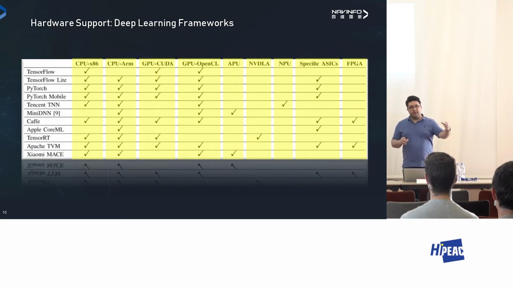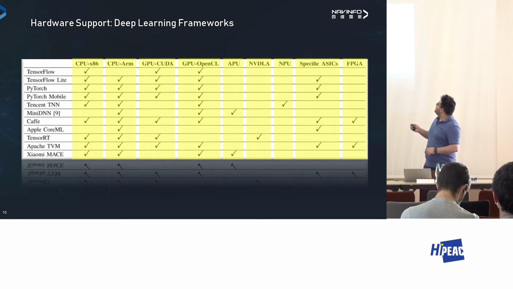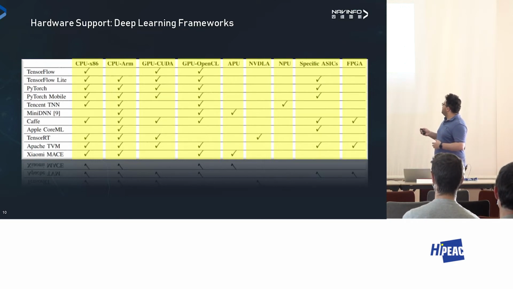So all the system on chips include the NVDLAs, but they can be only accessed and programmed through TensorRT. We have the NPU, another type of processing unit, which is again only programmable through the Tencent TNN. We have some specific ASICs for other companies. We have FPGAs, which you see, for instance, Caffe is supporting some kind of FPGAs, or the Apache TVM.